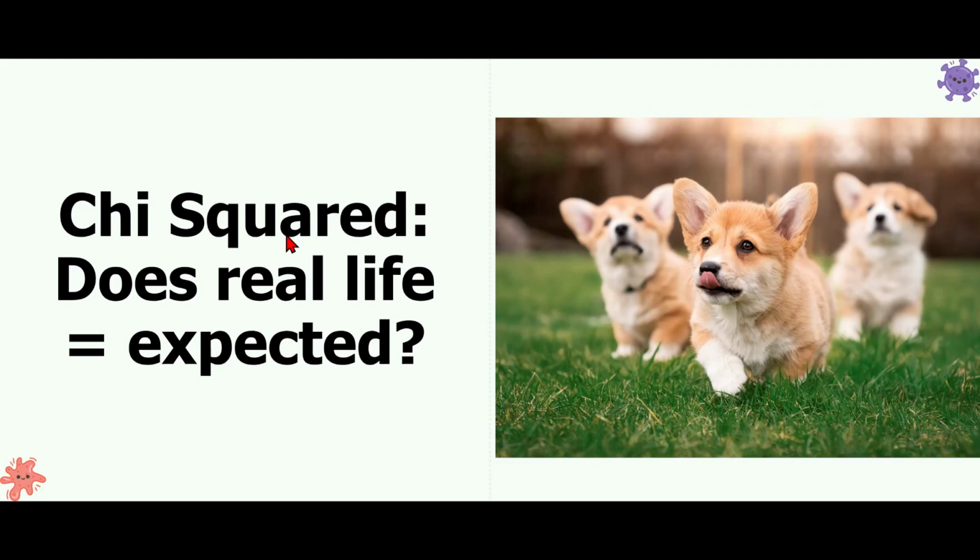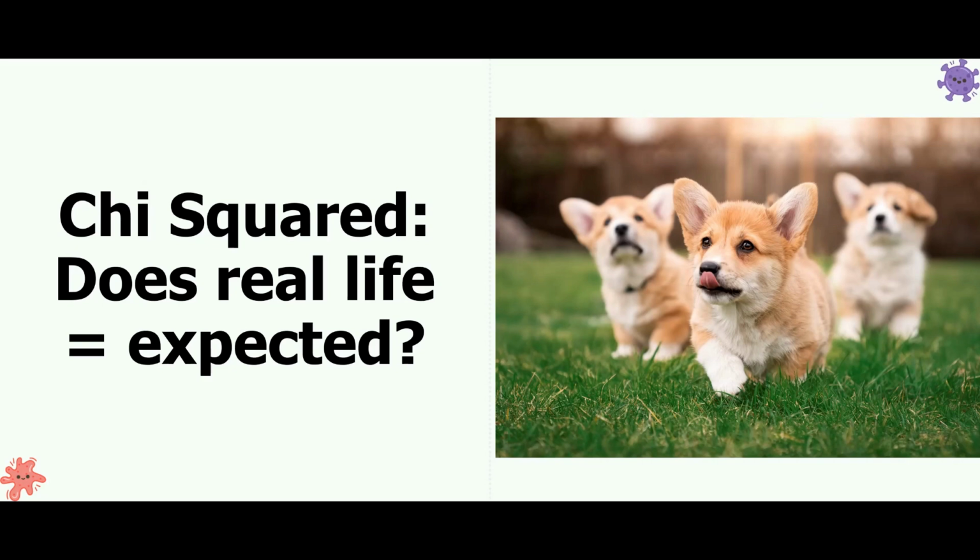Hello, in this video we are going to go over chi-squared. It is a statistical analysis to basically determine whether something that we observe in real life is what we expect, and this is going to be in the context of Punnett squares and genetics.